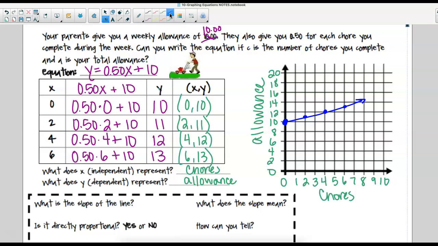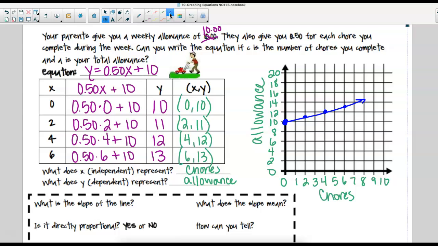Is the line very steep? No. Why not? You're not getting that much per chore, right? How would we make the line steeper? Get more money per chore. Maybe if your parents said, I'm going to pay you $2 for every chore you complete. Would you be willing to do more chores? If you do more chores, though, the line's not going to get steeper. It's just going to extend it out more. Right? The more chores you do, yes, you're going to get more money. But in order to get steeper, you have to get paid more per chore.